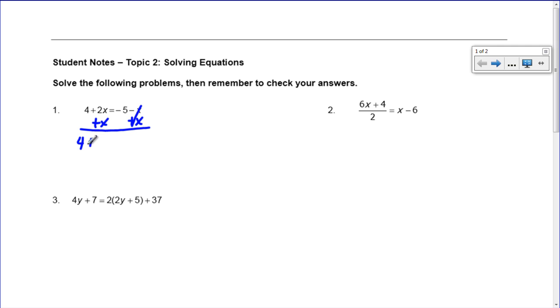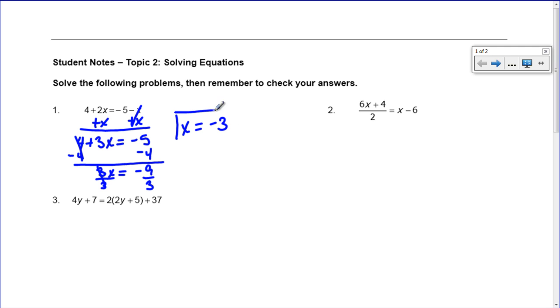So that gives me 4 plus 3x equals negative 5. Well, now this is an equation like you've seen before, and I want to get the x by itself. I've got rid of this 4 by subtracting 4 on both sides, which gives me 3x equals negative 9. And then to get x all alone, I'm going to have to divide by 3, which gives me that x equals negative 3. So that is your answer.